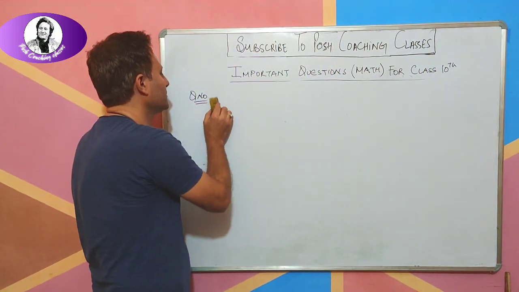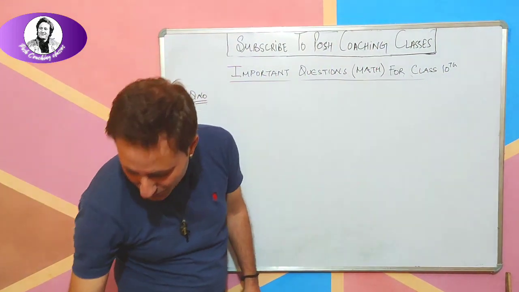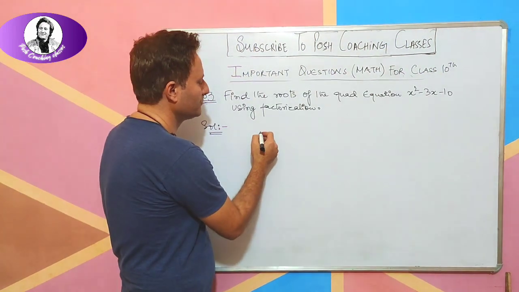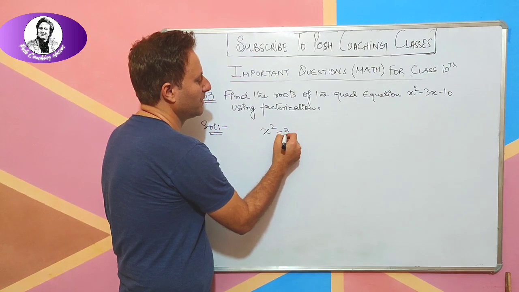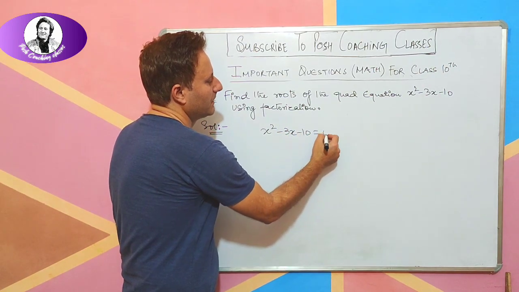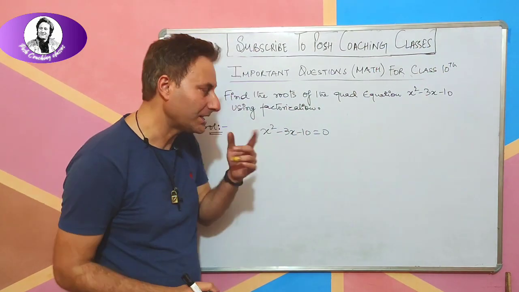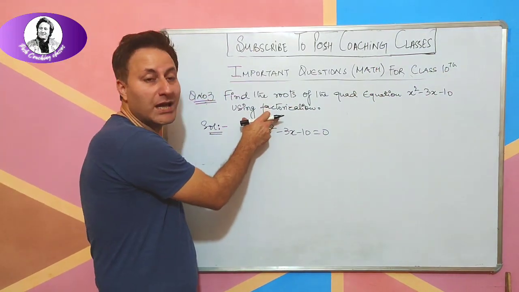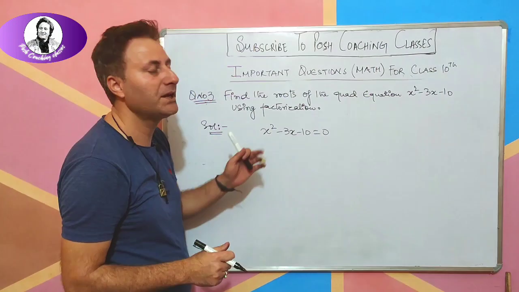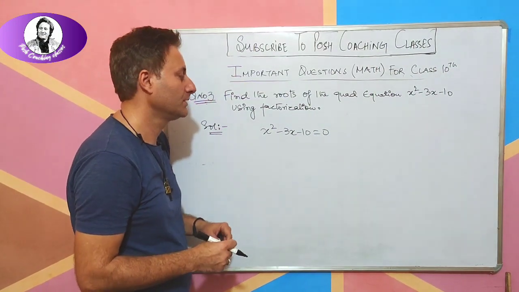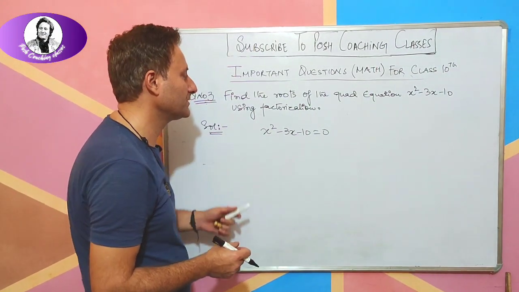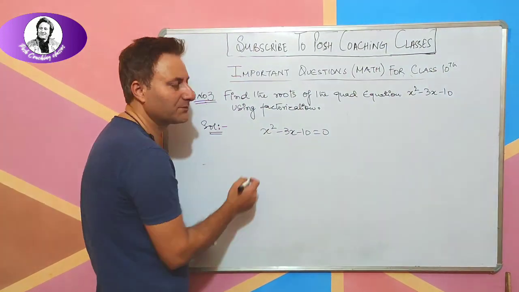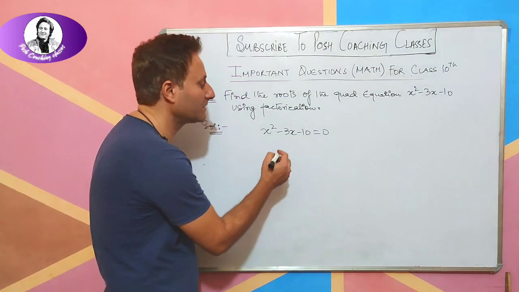So now let's go to question number 3. What do I have? I have x squared minus 3x minus 10. It is a quadratic equation as mentioned in the question. So the method we have to use is factorization. There are many ways we can solve this particular question, but it is given that we have to do it using factorization. So factorization means splitting the middle term.